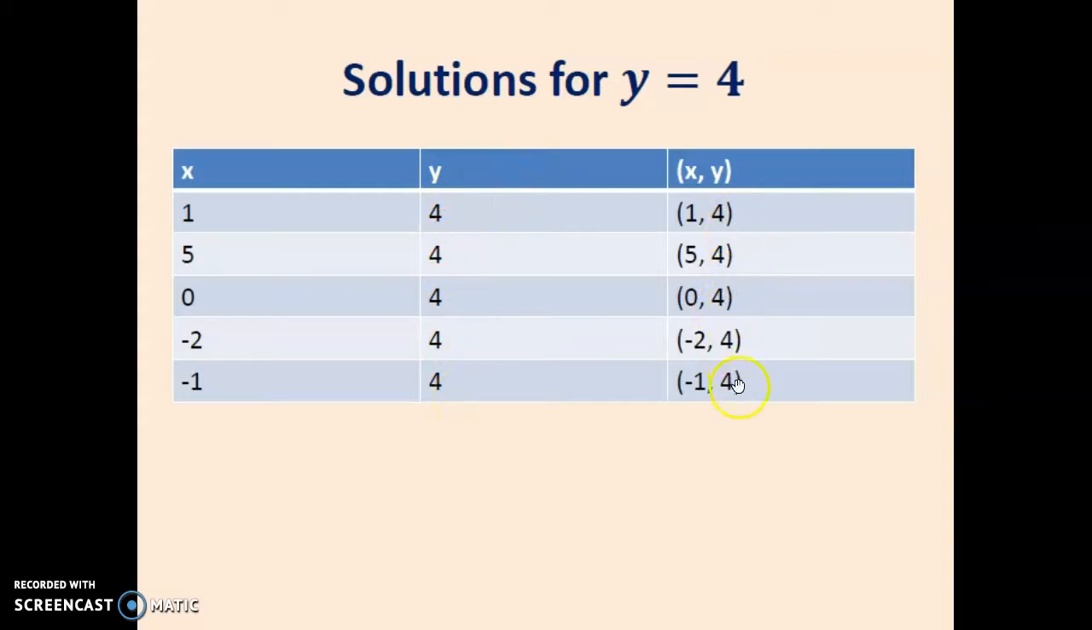So here are some ordered pairs: (1, 4), (5, 4), (0, 4), (-2, 4), and (-1, 4). So we're going to go ahead and plot those on the coordinate plane and see what happens.